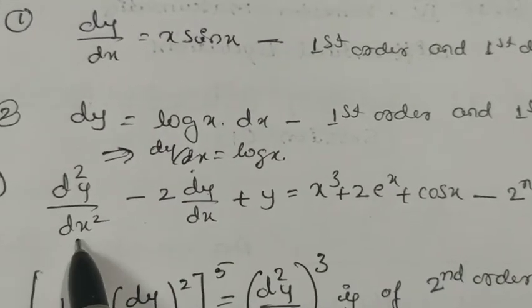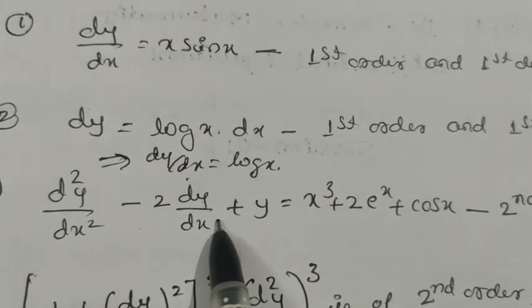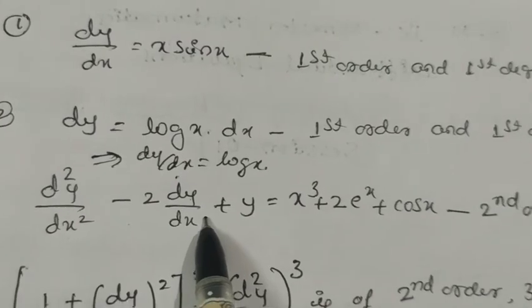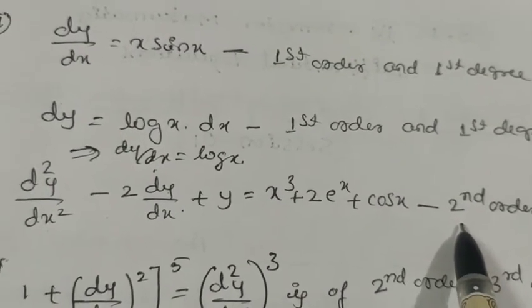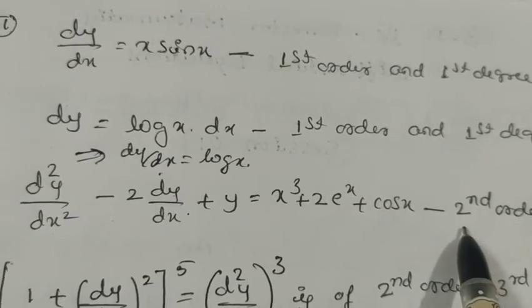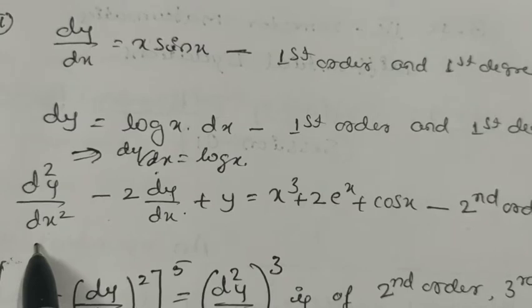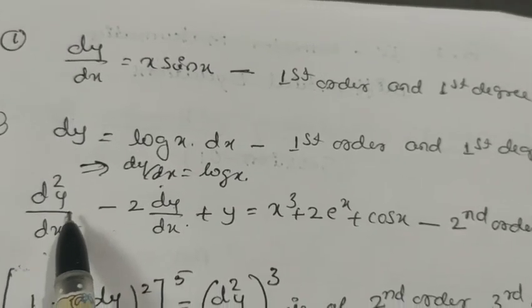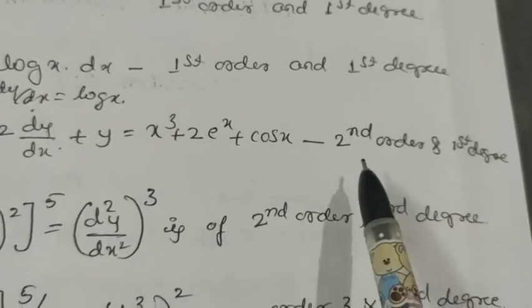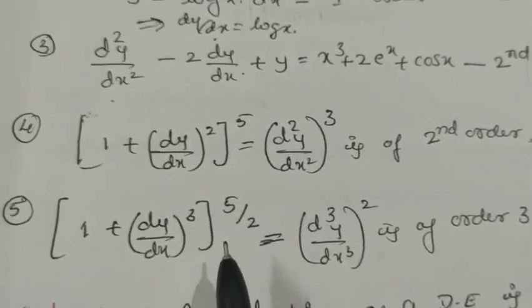Here its order is 2, because in this equation the highest derivative is d2y by dx square, so its order is 2. And while finding the degree, just concentrate on the highest derivative only. The highest derivative present in this equation is d2y by dx square, and its power means the whole to the power of 1. If there is no power, it is 1. So it is a second order and first degree differential equation.